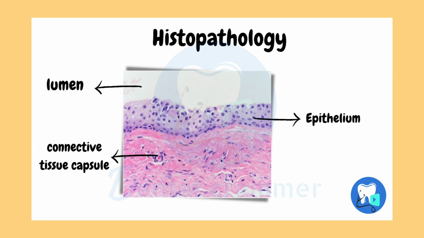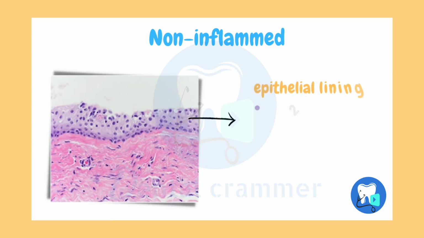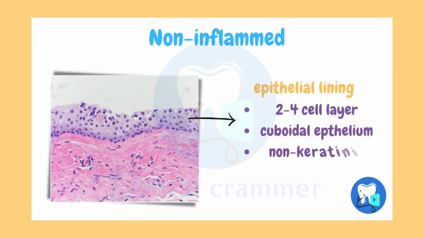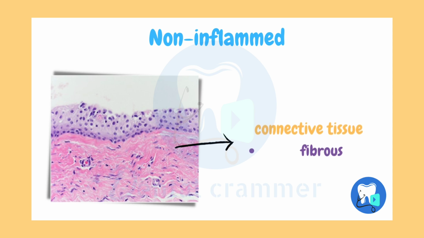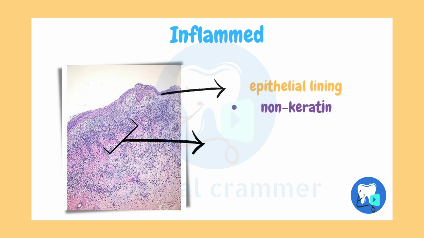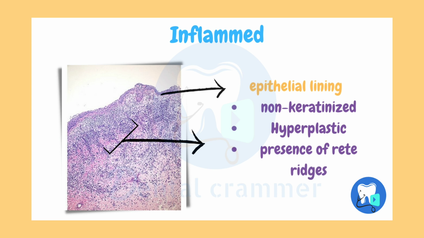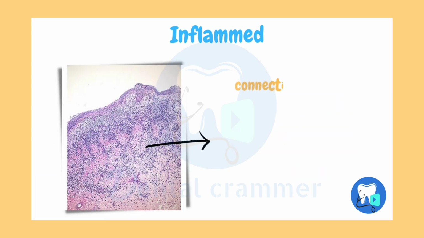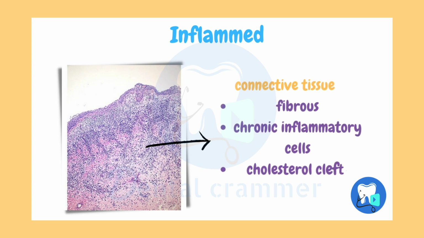Now moving into the histopathology, like other cysts, it has a lumen, epithelium and a connective tissue capsule. In case the cyst is non-inflamed, the epithelial lining will be 2 to 4 cell layers, cuboidal, non-keratinized, and there are no rete ridges. And the connective tissue is fibrous without the presence of inflammatory cells. In case the cyst is inflamed, the epithelial lining is non-keratinized, hyperplastic, with the presence of rete ridges. The connective tissue of the inflamed cyst is fibrous, composed of chronic inflammatory cells, cholesterol clefts, and Rushton bodies.